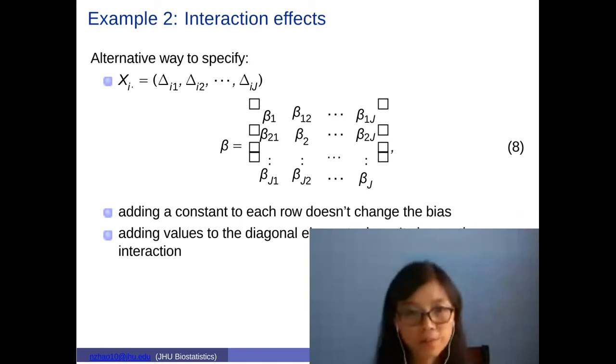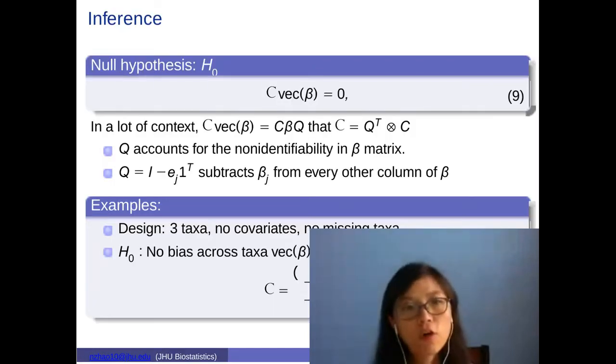If we add a value to the diagonal element, it will not change the interaction at all, which also says that we have an over-parameterized model. So even though our model is overly parameterized, we can do inference in a format like this, where we have C as a context matrix, where we have the vector of data, and we can test whether this one is 0. In most contexts, we can write this as C beta Q, where the Q accounts for the non-identifiability in the beta matrix.